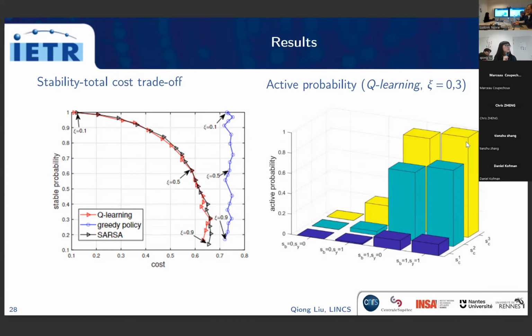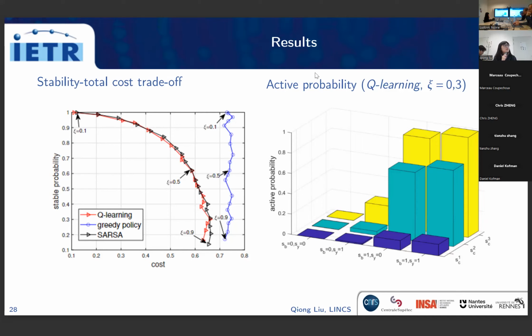Another interesting result is the trade-off between the stability and the total cost. The stability is the stable probability, and I already gave the expression before. And the cost is trained according to the reinforcement learning. We can see that compared with the baseline policy, the reinforcement learning based policy can actually have the same level of stable probability, however with a lower cost, especially when the traffic intensity is light.